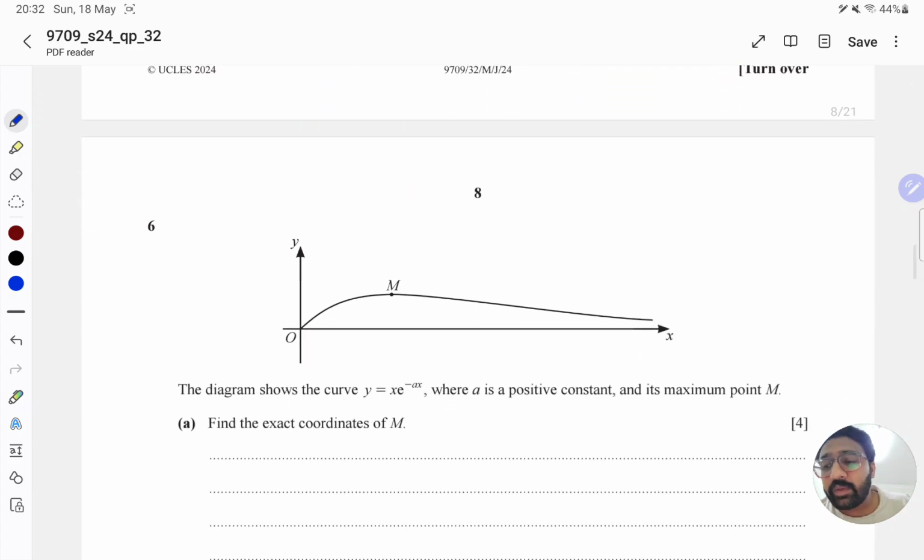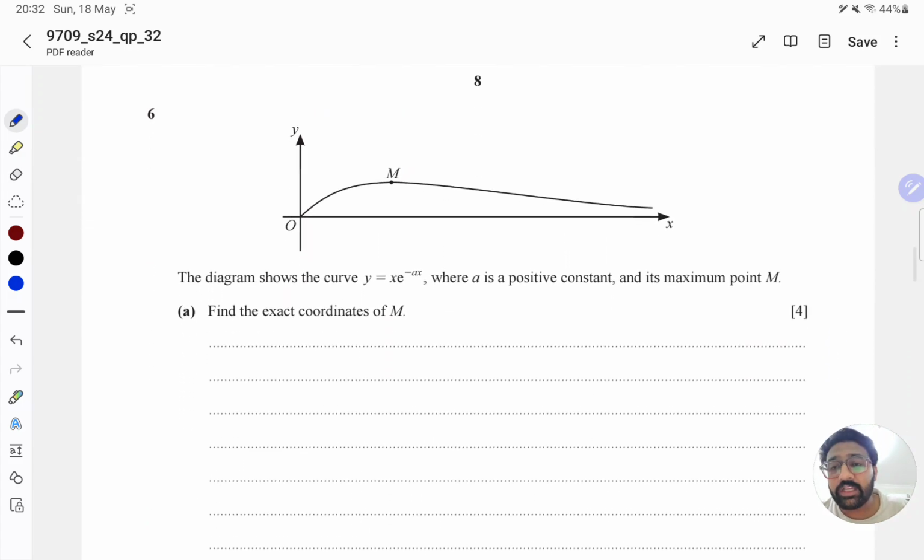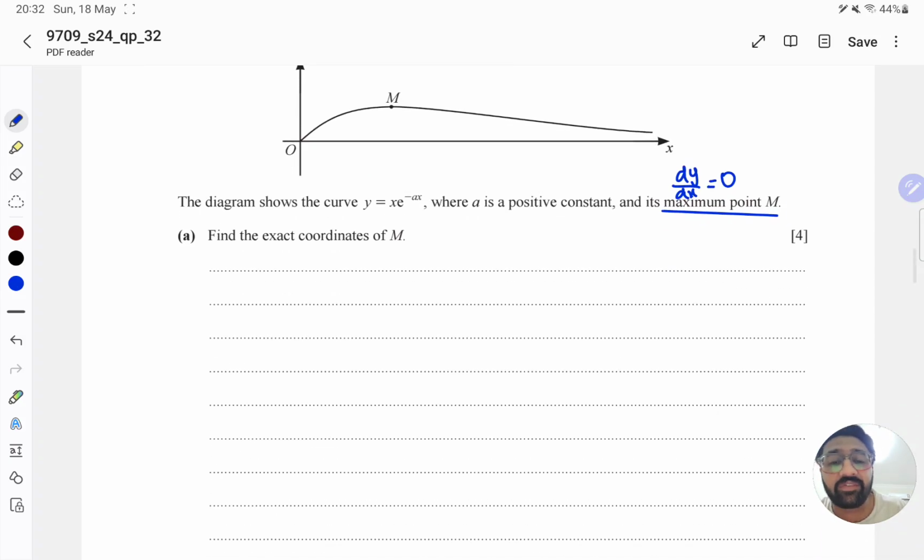Let's move to the next question, question number 6. Question 6 says that the diagram shows the curve y equals this, where a is a positive constant and its maximum point is this. So maximum point means that it is a stationary point, and the stationary point means that the dy by dx will be 0. And since we are interested in finding the coordinates of x, first of all we need to find out the dy by dx.